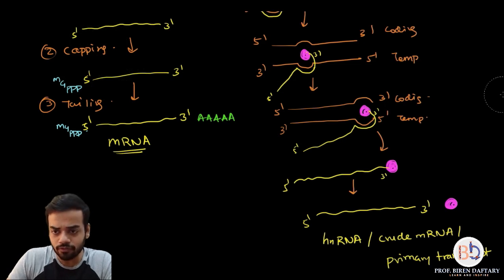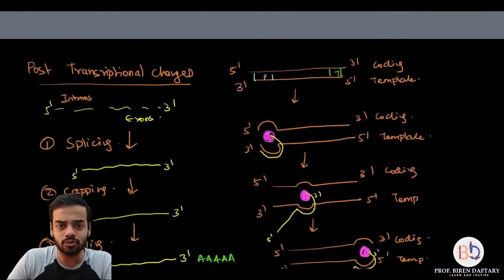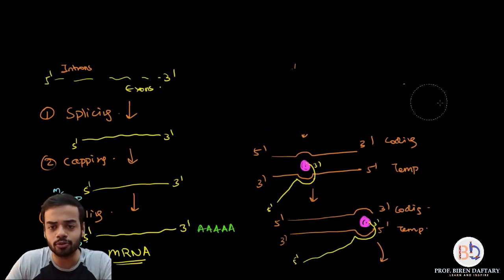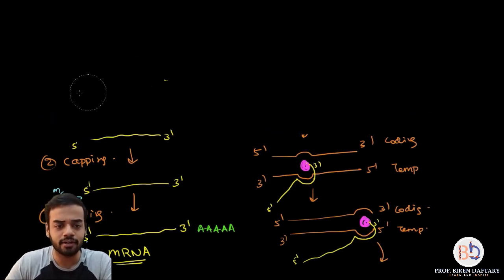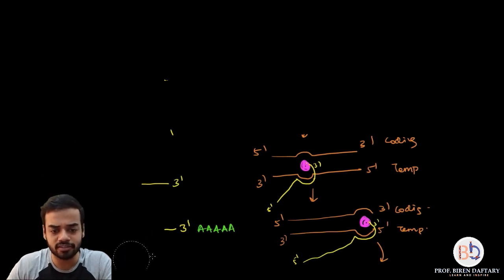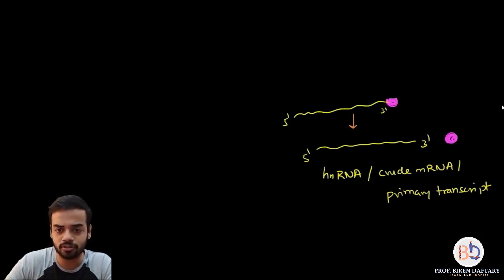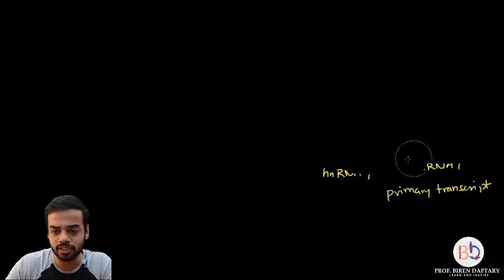So first of all, what is the genetic code? The genetic code is basically a table which shows all the different codons, and for which amino acids those codons code. How many codons are present? 64 different codons are present, and they code for how many amino acids? They code for 20 different amino acids. So that chart is there.